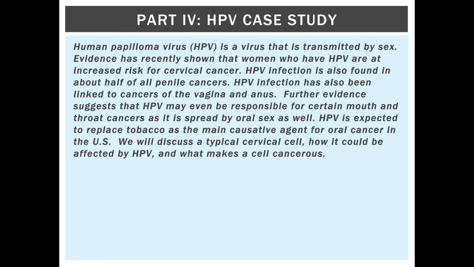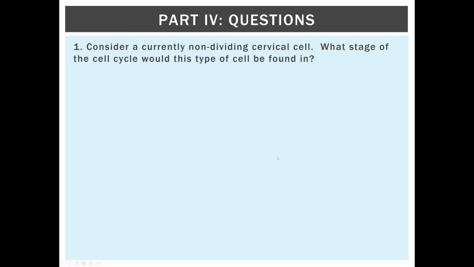We will discuss a typical cervical cell, how it could be affected by HPV, and what makes a cell cancerous. So number 1, consider a currently non-dividing cervical cell. What stage of the cell cycle would this type of cell be found in? Well, we know that it's not one of those cells that never divide. So cervical cells are cells that line the cervix, and linings or epithelial layers always divide. So we know that the cell is going to divide eventually, but if it's currently not dividing, it would be in the G1 phase of interphase.